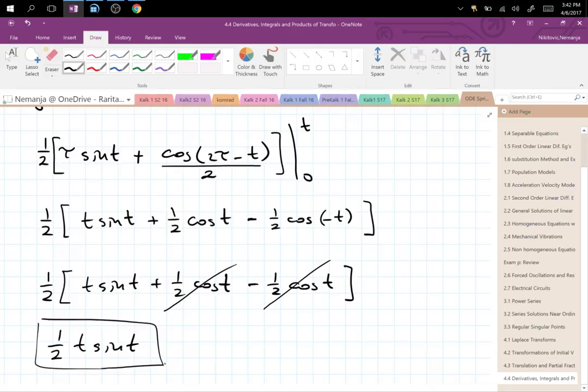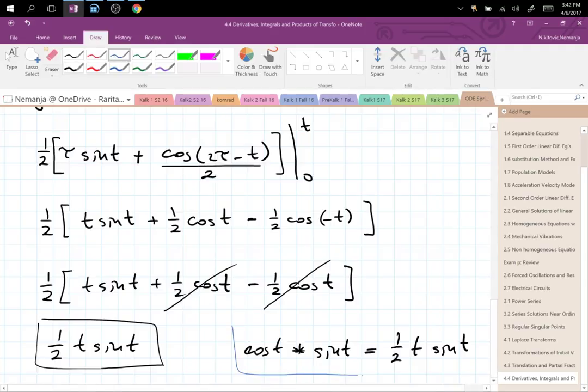So what we've seen is that the convolution of cosine t with sine t is 1/2 t sine t. Next time someone asks you what do you know, tell them that you know the convolution. See if they can even spell it, let alone do it. All right.